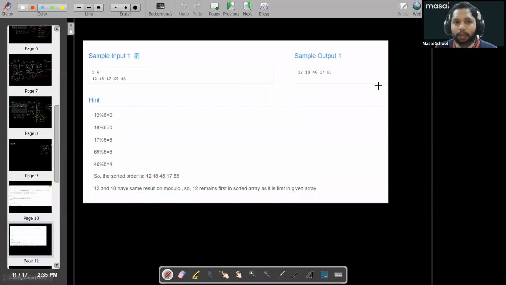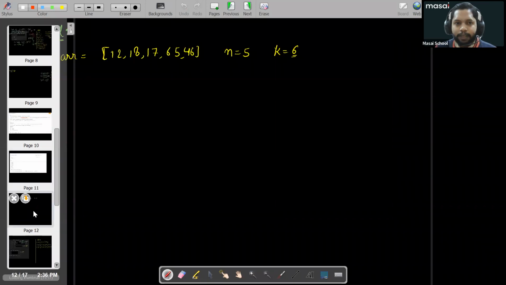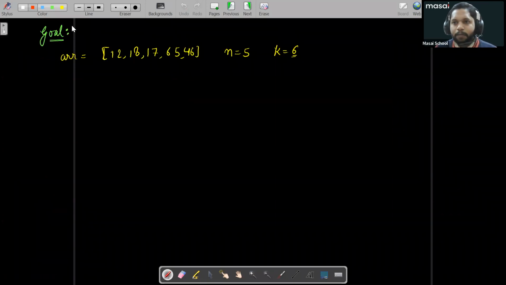Okay, so this is the sample input and output of this question. Just simply go through the sample input and output. Here we are taking 12 modulo 6, 18 modulo 6, 17 modulo 6, 65 modulo 6, right? Now, so this is the array, and what is the goal?